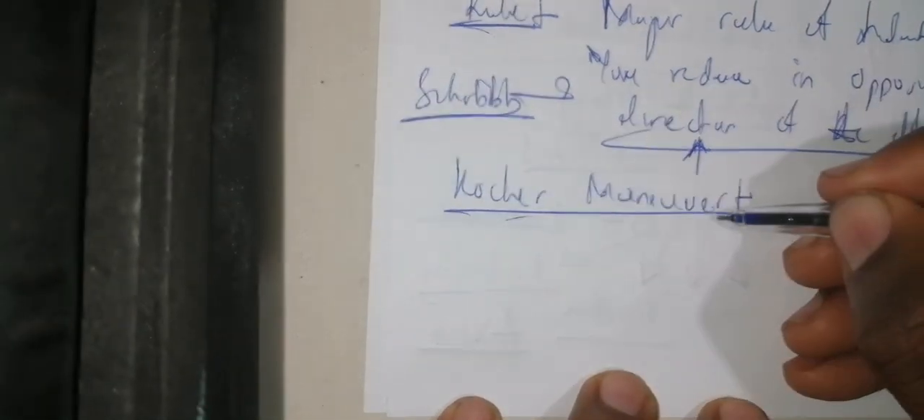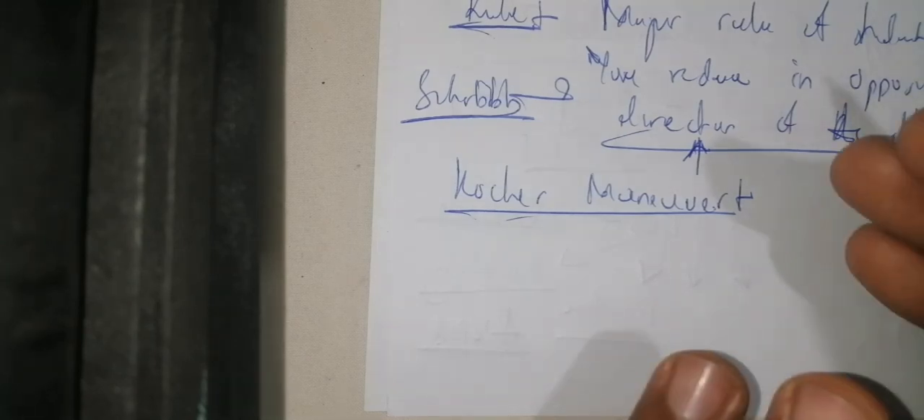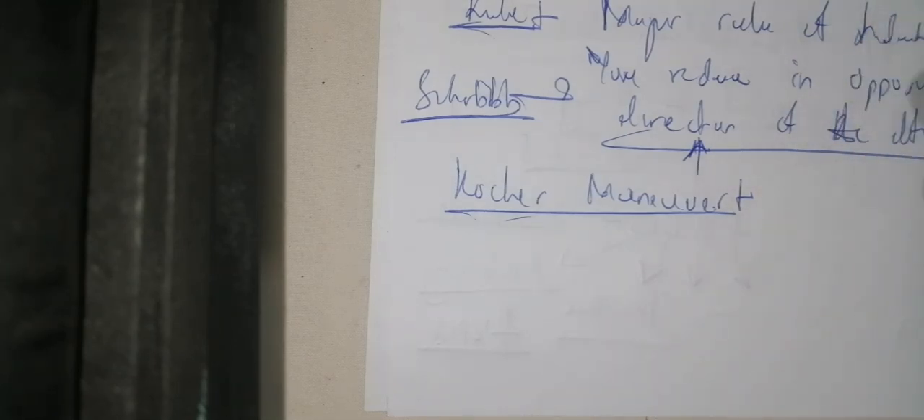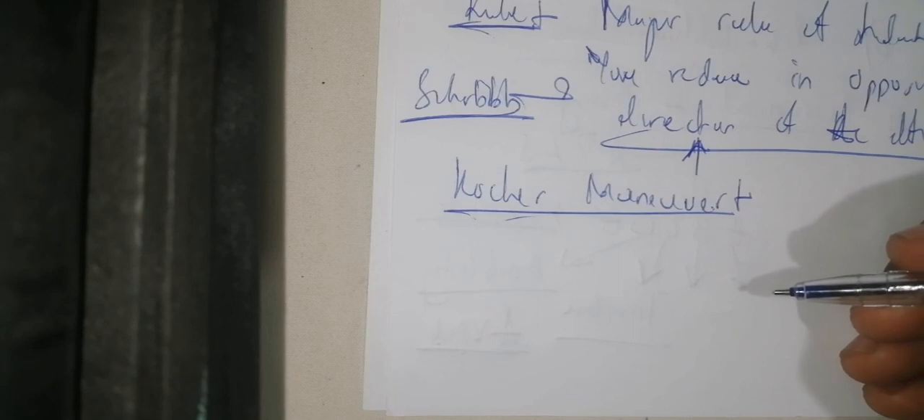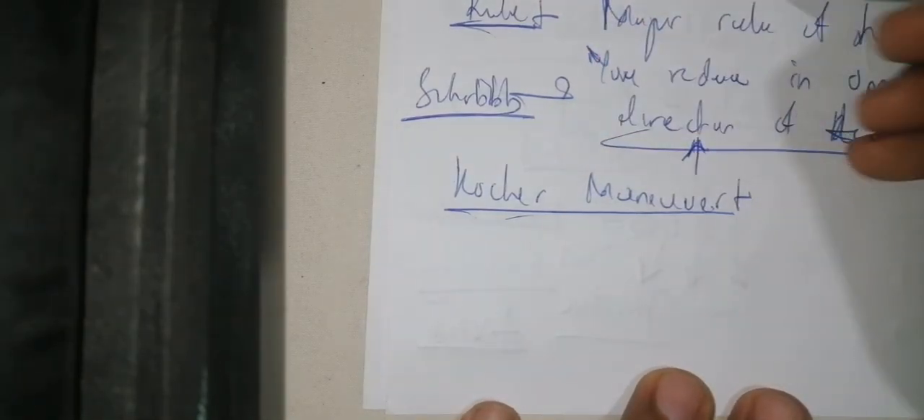So this is Kocher's maneuver. You abduct, which is the opposite direction of adduction. In the case of shoulder dislocation, you externally rotate, which is the opposite direction of internal rotation, and then you flex, which is the opposite direction of extension. That is the major principle for reduction in shoulder dislocation, and reduction can be done open or closed.